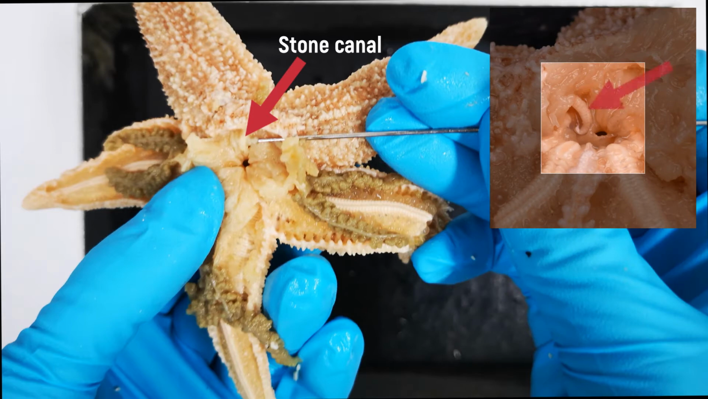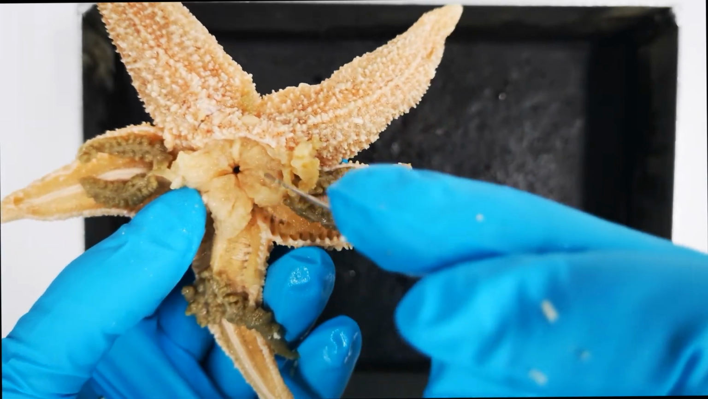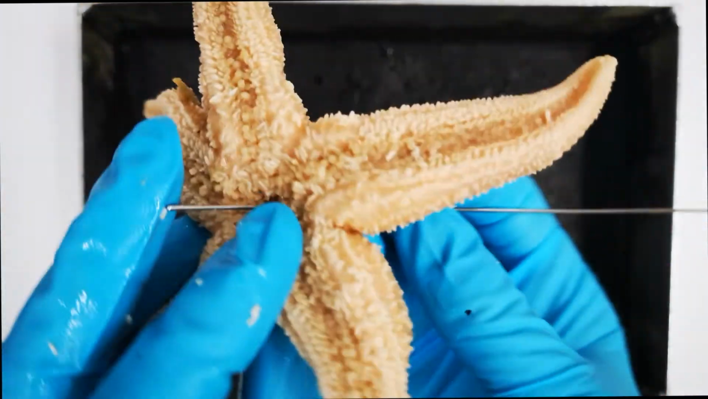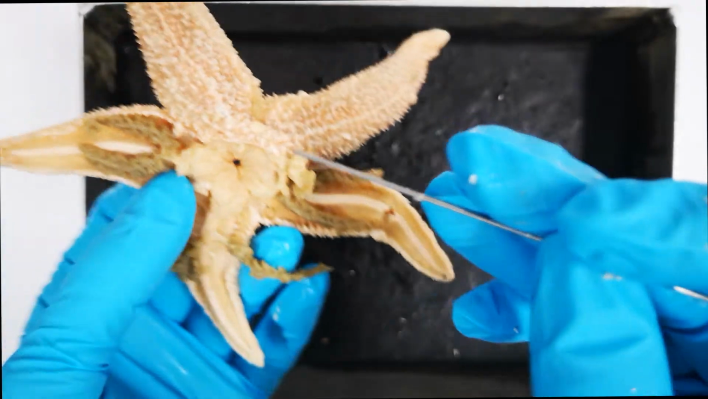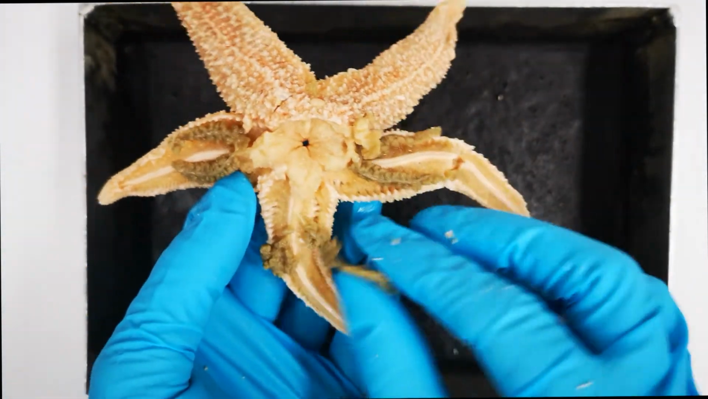The stone canal leads to the hydrocele ring canal, which rests against the inner surface of the calcium carbonate plates surrounding the mouth. From the ring canal, 5 radial canals go into the arms. They cannot be seen, however, as they immediately pass through the oral side, where they run into the bottom of the ambulacral furrows.